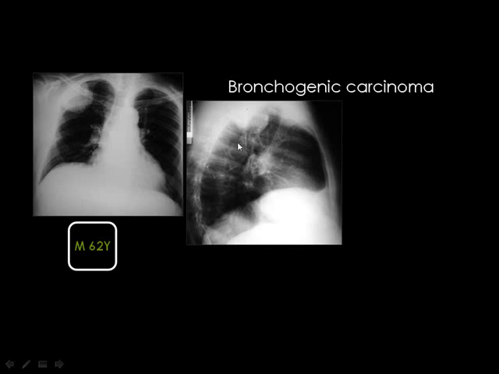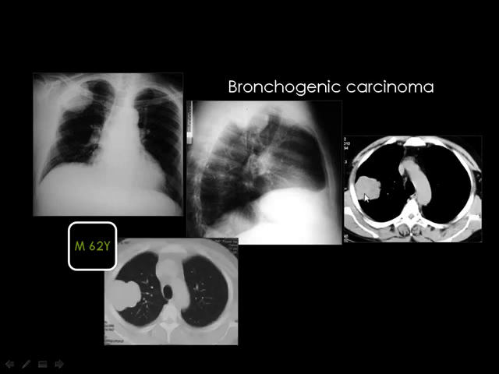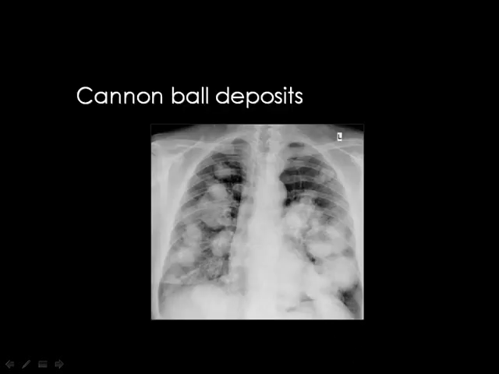Then what do you think about this lesion? There is a mass in the apex of the right lung. Then we should have a CT scan in order to exclude that this mass contains water. Then this was a solid mass, and the diagnosis is a bronchogenic carcinoma.